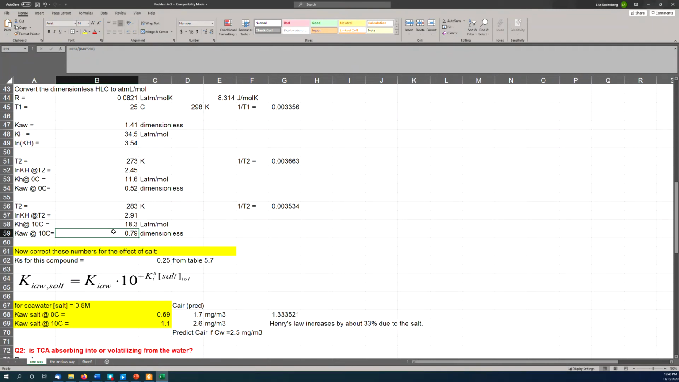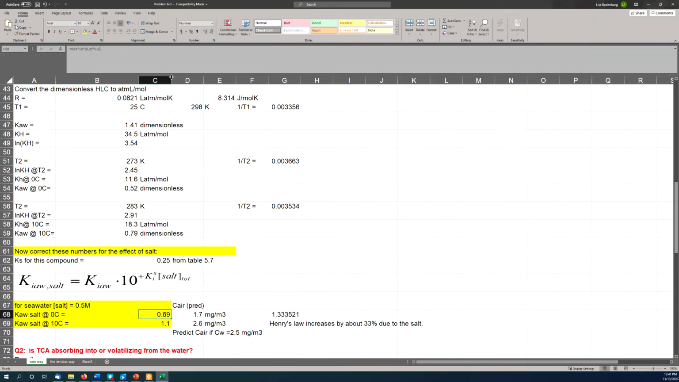Now I have to correct these for salt. And so you actually have a Sechenov constant for this specific chemical from table 5.7. That's the one that lists all the Sechenov constants. The Sechenov constant for this chemical is 0.25. So here's your Sechenov equation. Again, we know that seawater is 0.5 molar. So you apply your Sechenov equation here.